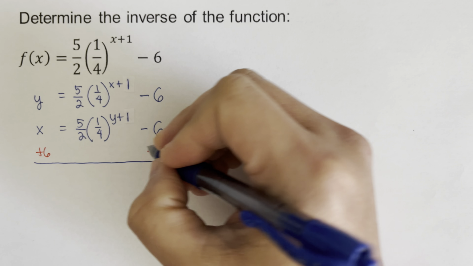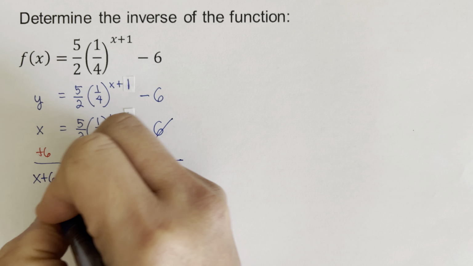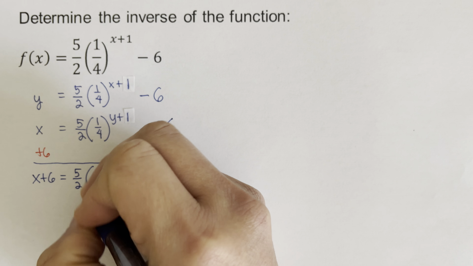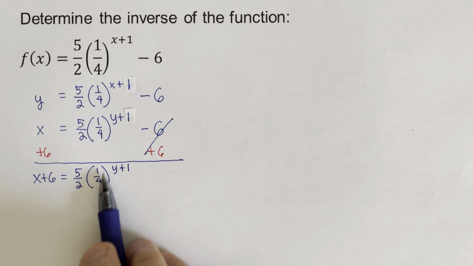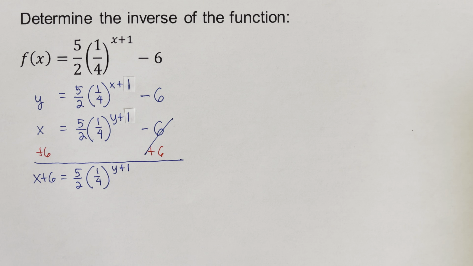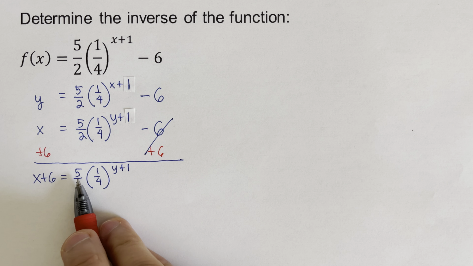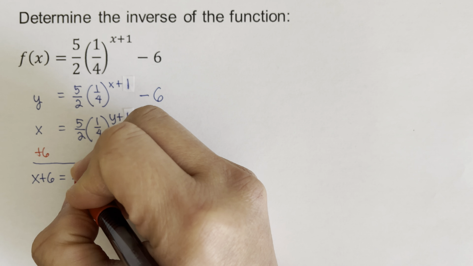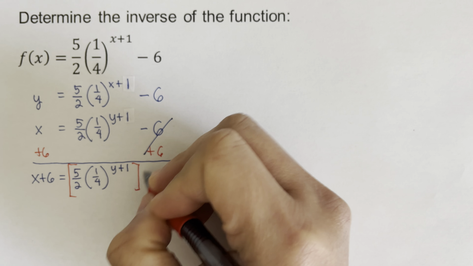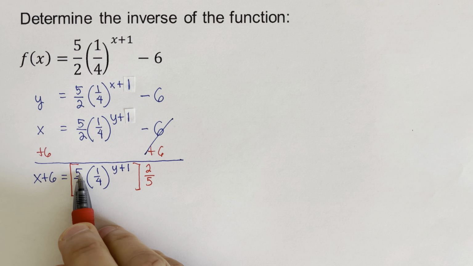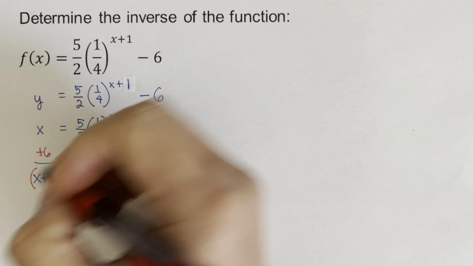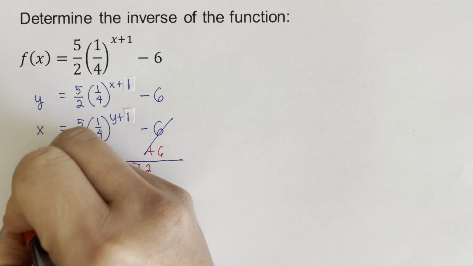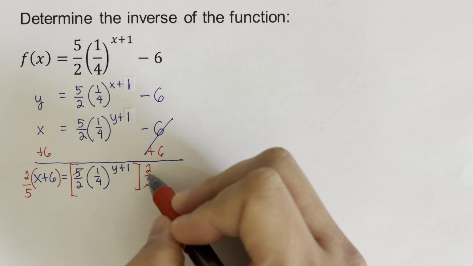so that we go ahead and cross the 6 out. We are left with x plus 6 is equal to 5 halves, and that is 1/4 raised to the power y plus 1. Again, we have 1/4 raised to the power y plus 1 isolated by itself here, but we have a 5 halves here. So we're supposed to multiply this by its reciprocal so that we can undo the 5 halves. So I will multiply the right side with 2 over 5. I flip this 5 over 2 and get its reciprocal. I will multiply the same thing on the other side. That would be 2 over 5, so that we can cross the 5 and 5, the 2 and the 2.